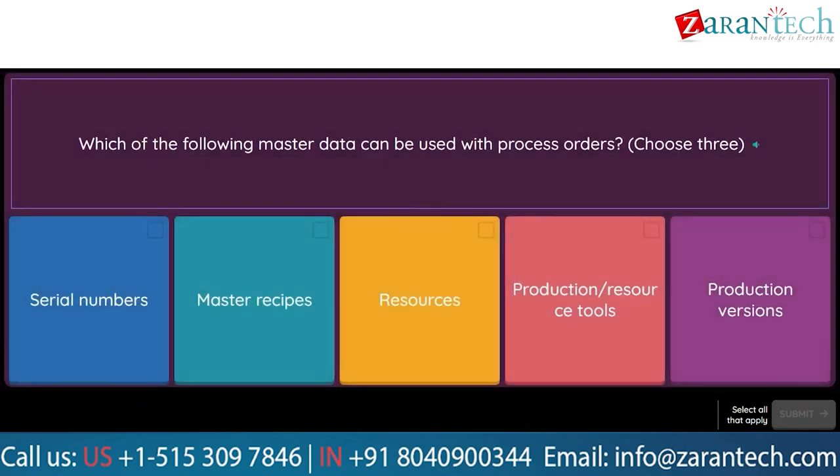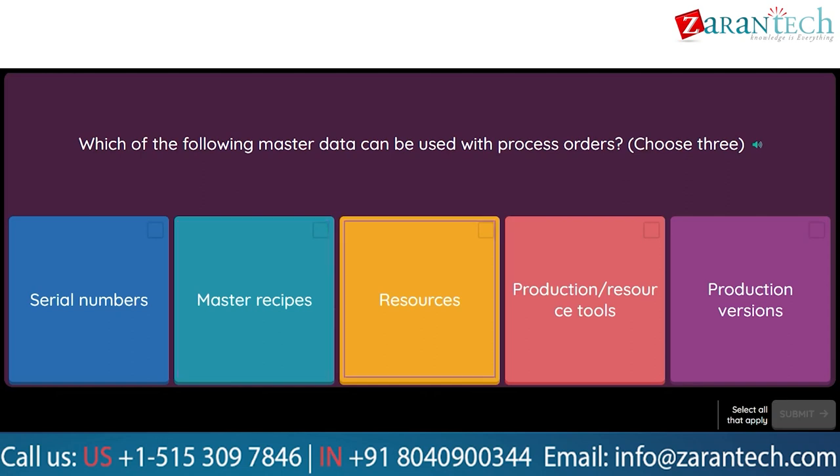Question: which of the following master data can be used with process orders? Choose 3. Option 1: serial numbers. Option 2: master recipes. Option 3: resources. Option 4: production/resource tools. Option 5: production versions.